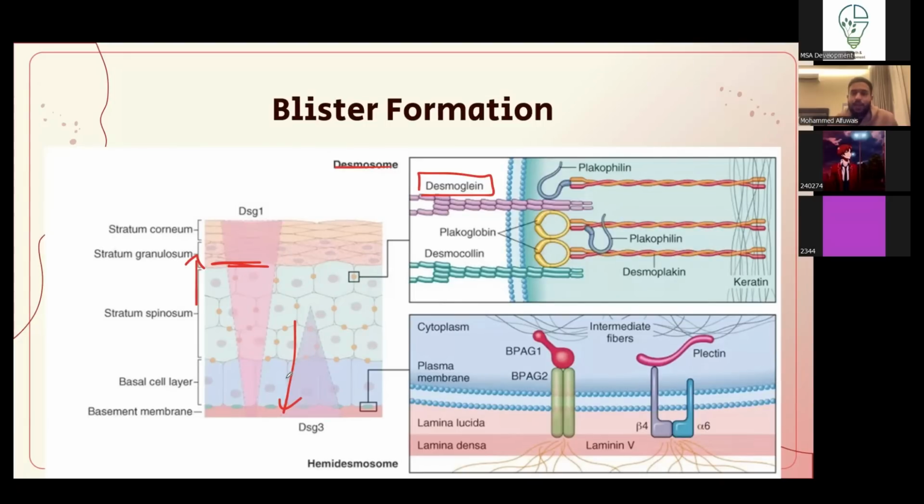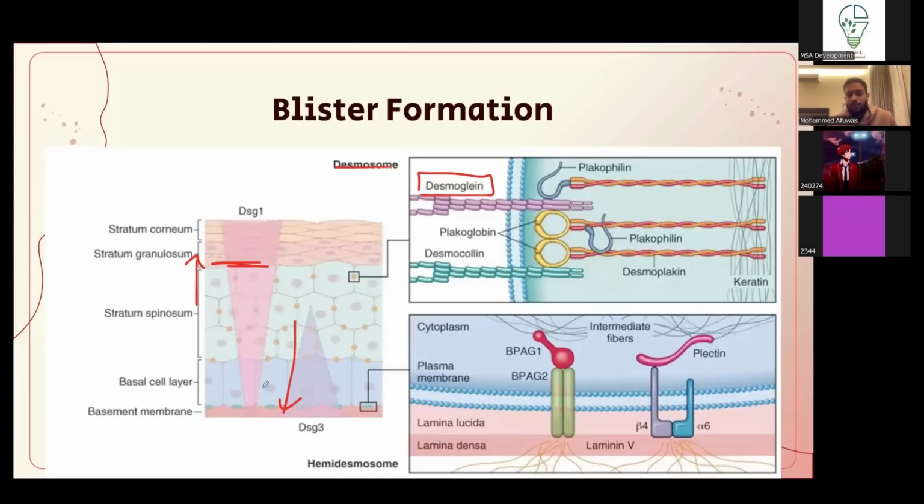If I ask you right now, what disease affects both desmoglein 3 and 1? Pemphigus vulgaris. Good. What affects desmoglein 1 only? Pemphigus foliaceus. Good. Now, what happens to the cells when you affect the desmoglein? They separate. What do we call this again? Acantholysis. Good. That's basically the desmosomes aspect.